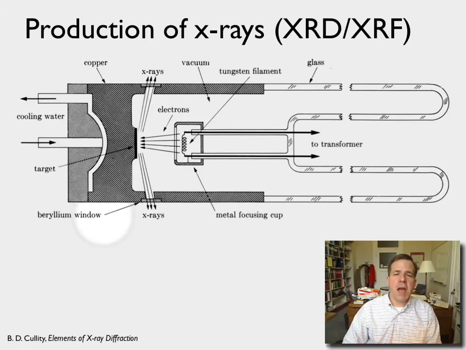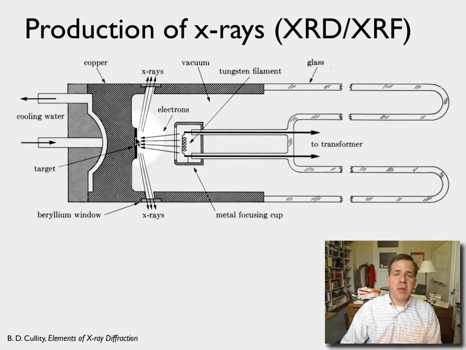To give you an idea of how X-rays are produced in a typical diffractometer or fluorescence unit, X-rays are produced when electrons at high speed strike a target, typically copper. When that happens, the electrons give up their kinetic energy to the copper. As the electrons give up their kinetic energy, they produce X-rays directly. That's called Bremsstrahlung or braking radiation.